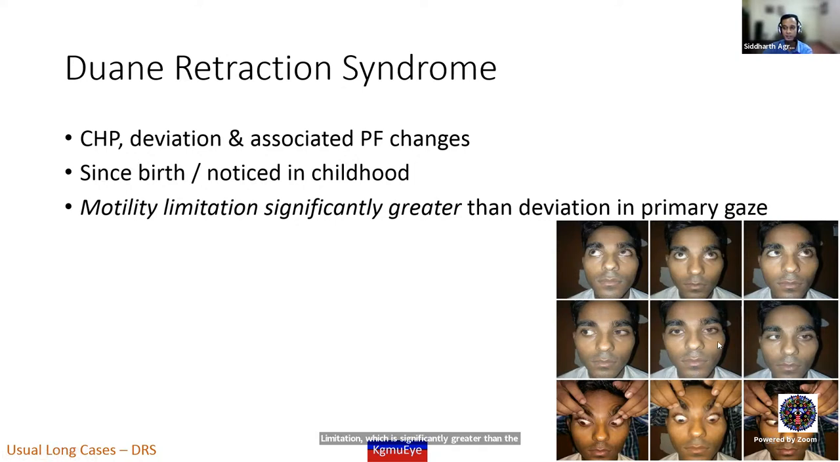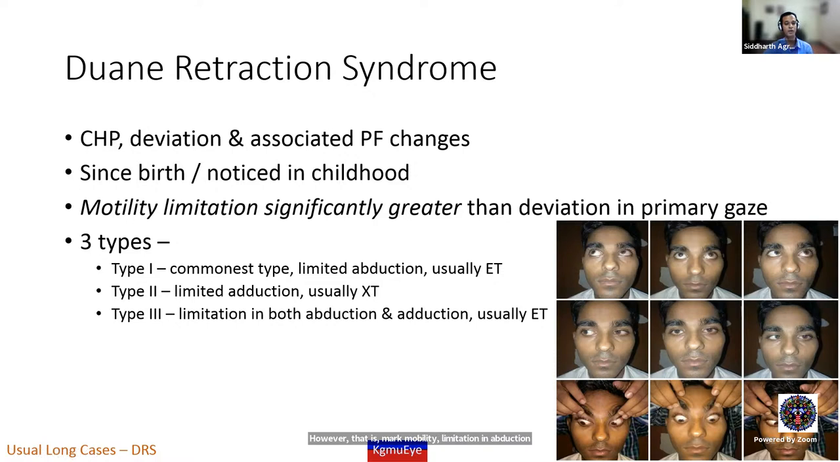You see here that in the primary gaze, the eyes look straight. However, there is marked motility limitation in abduction in the left eye. The three types of Duane syndrome which you should have in mind are: type 1, which is commonest, there is limitation of abduction, and the patient usually has esotropia. The second type usually has exotropia, and there is limitation in adduction. And in type 3, both abduction and adduction are limited, and the patient usually has esotropia.